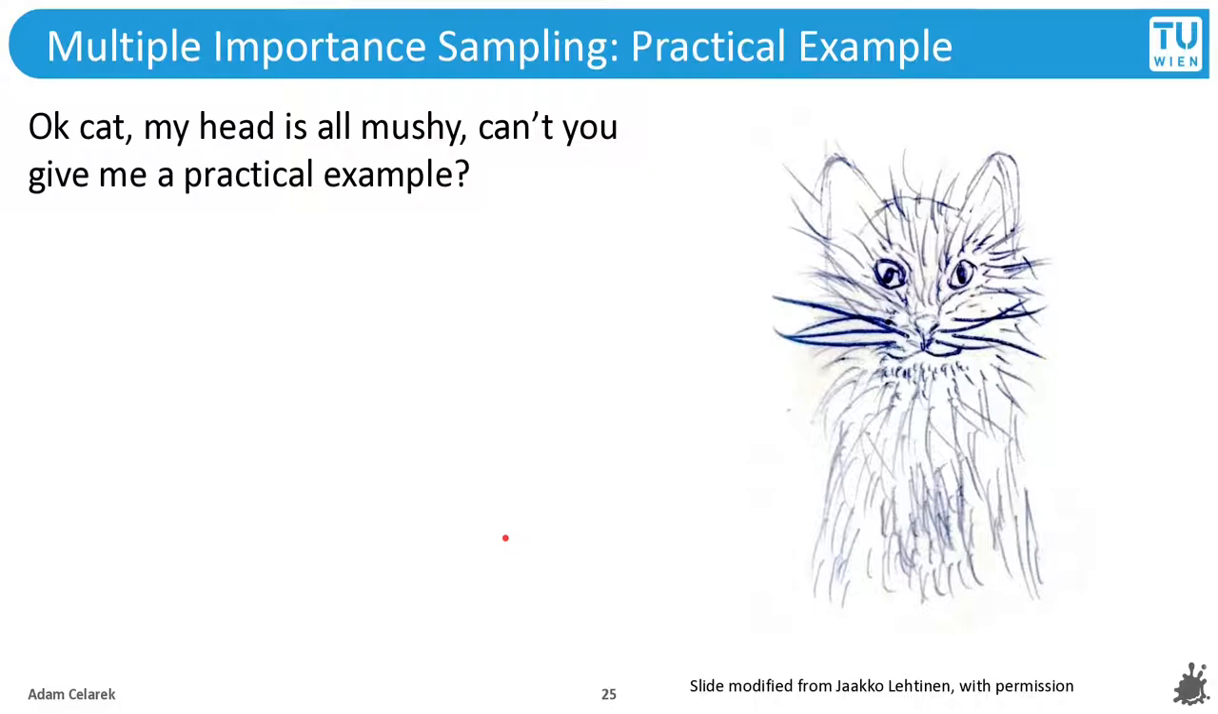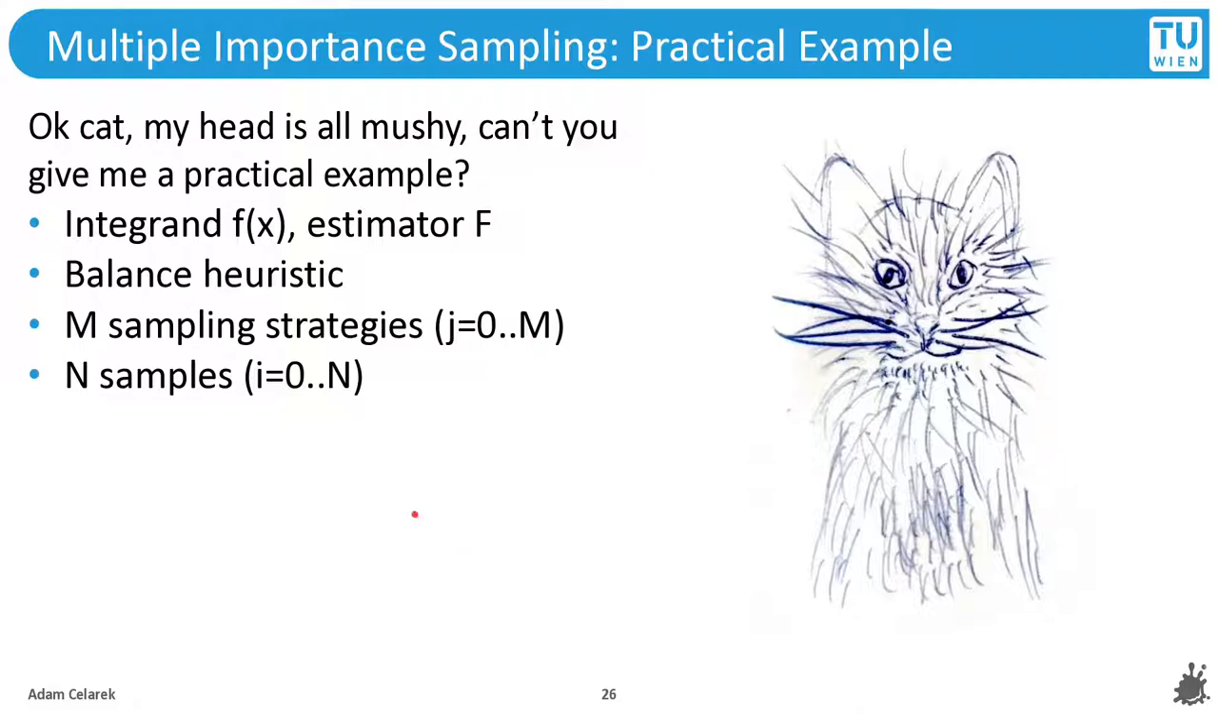Cat, my head is all mushy. Can't you give me a practical example? Yes, I can. So we will have an integrand f of x and several estimators f. We use the balance heuristic. We have m sampling strategies and n samples.